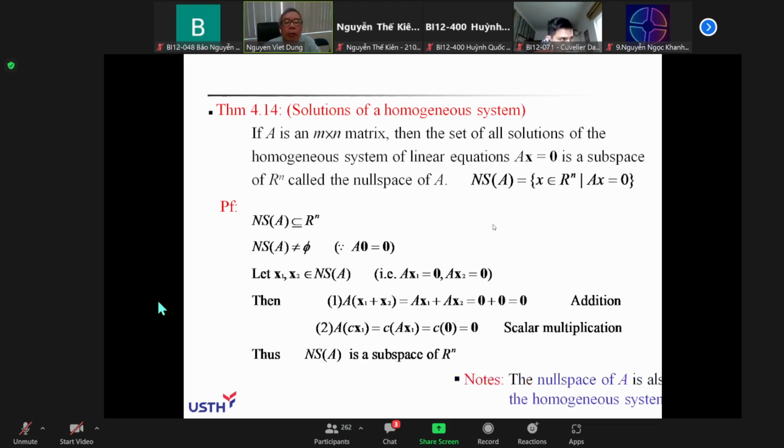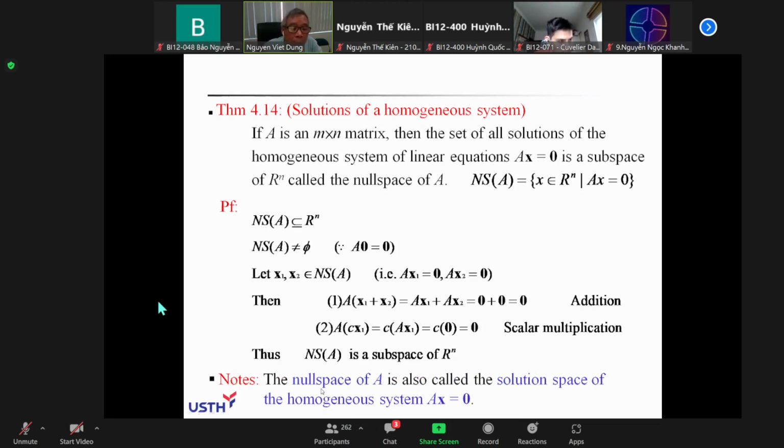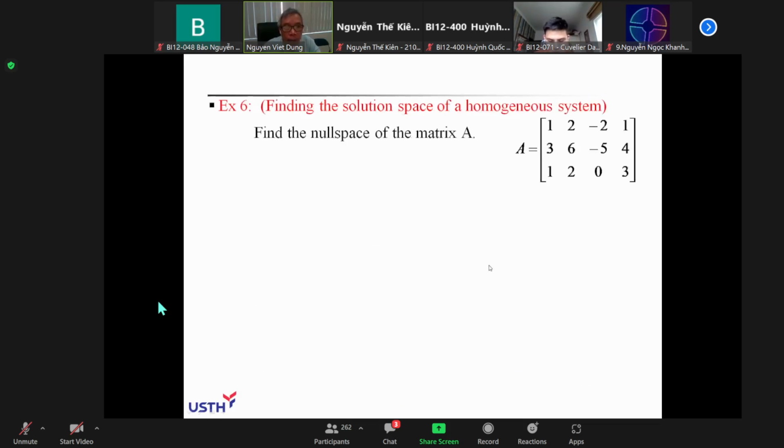Now, once again, I say the null space of A is also called the solution space of the system AX equals 0. AX equals 0 is obviously a homogeneous system of linear equations. And here is some example. Suppose that you are given a matrix A like that, and you need to find the null space of A. Means you need to write down all the solutions for the system of equations AX equals 0.